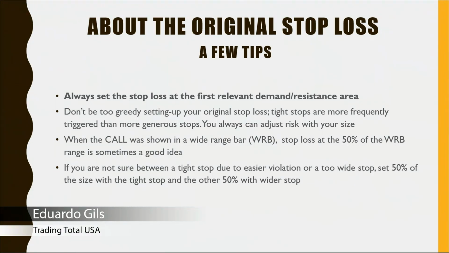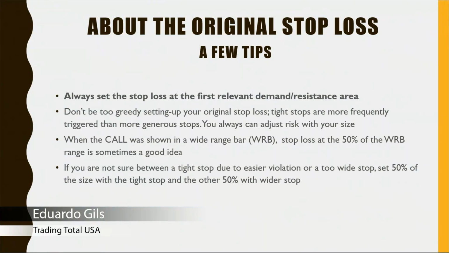At the same time, if your alert bar is a wide range bar, a good idea is to set the stop loss at the 50% of the wide range bar. I think we are going to see several wide range bars during our example analysis. We are going to analyze a lot of examples, okay, from now.